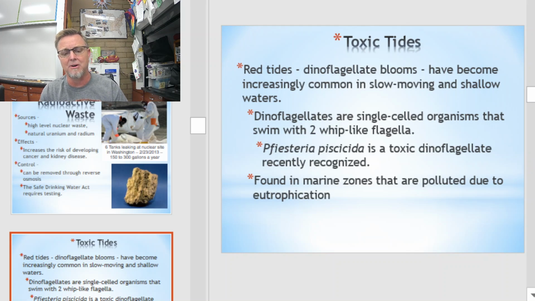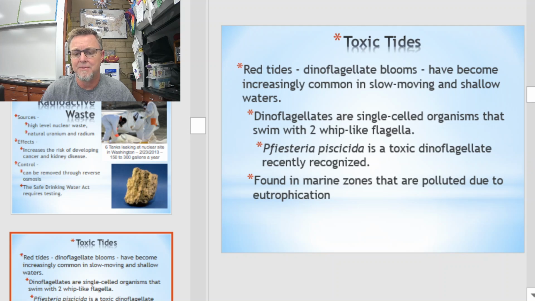These dinoflagellates are algae-like creatures, and anytime you put excessive amounts of nitrogen or phosphorus into the water, they're going to reproduce like crazy. It's just like putting fertilizer on your lawn. When these dinoflagellate numbers rise, the water becomes murky and difficult to see through, and anything that eats these dinoflagellates will pick up the toxins their body contains and ultimately be inedible within the food chain. So we can have toxic tides that occur naturally.